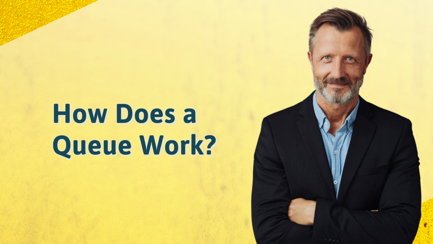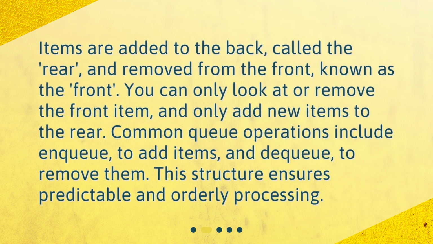How does a queue work? Items are added to the back, called the rear, and removed from the front, known as the front. You can only look at or remove the front item and only add new items to the rear. Common queue operations include enqueue, to add items, and dequeue, to remove them. This structure ensures predictable and orderly processing.